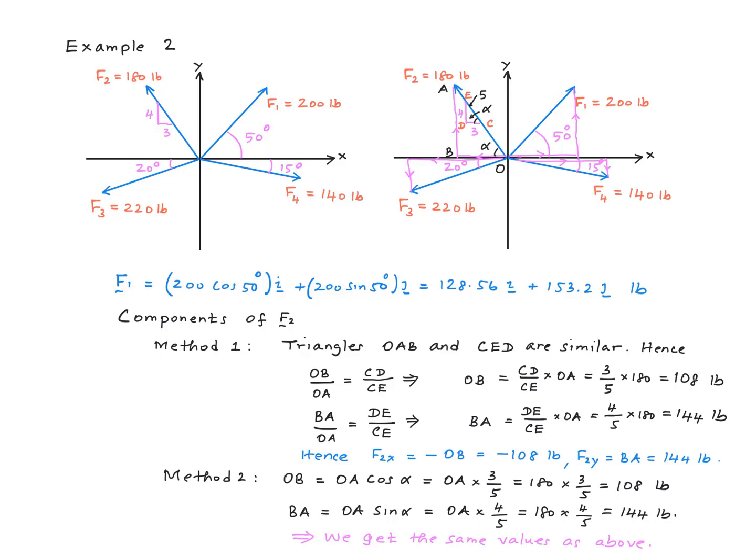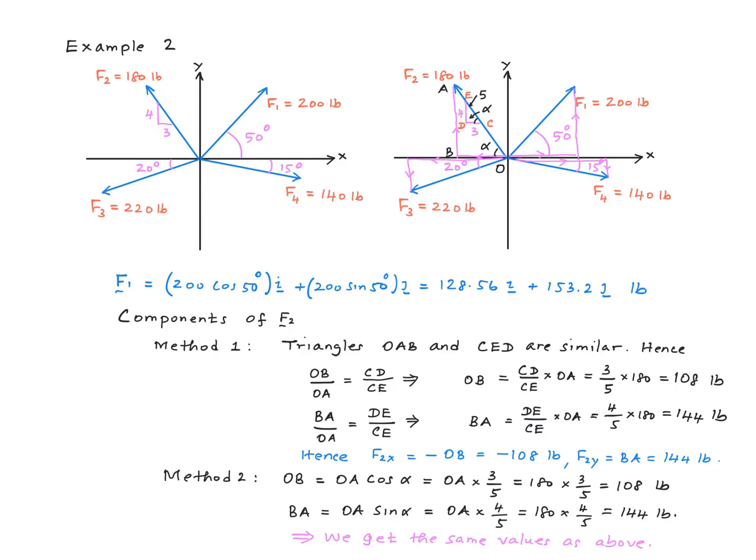So the only difference between the two triangles is the length of corresponding sides. So when you have similar triangles, the ratios of the corresponding sides remain constant. Say we are interested in finding this side, OB, right? You could either write OB over CD equals OA over CE, or you could say OB over OA, like I have done here, equals CD over CE. Both of these are equivalent statements.